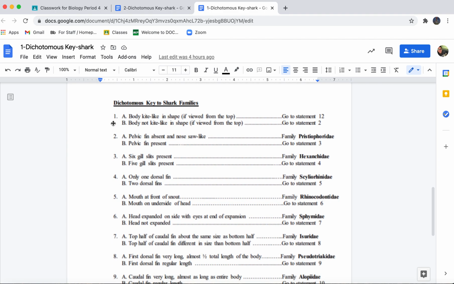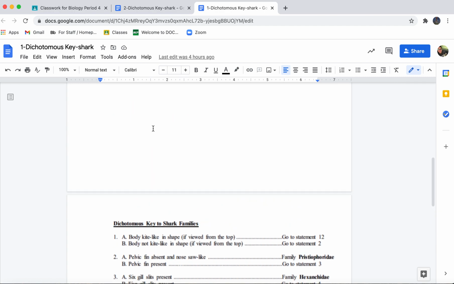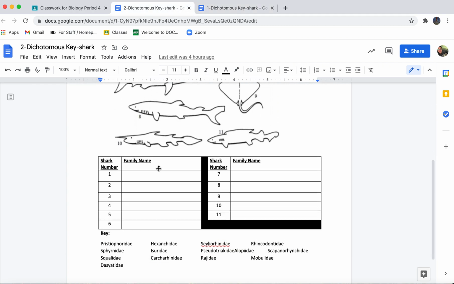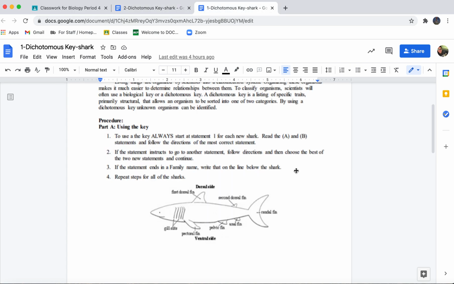The first step is we always start at number 1. No matter what, you've identified an organism, you're doing a new one, you always go back to number 1. And that's what it says here. Use the key, always start at statement 1 for each new shark. You're going to read the 2 statements, and you're going to follow the directions of what it says. You have to identify which of the 2 statements is correct based on the one you're looking at. If the statement instructs you to go to another statement, you follow the directions and then choose the best of those 2 statements. If the statement ends in a family name, you're going to write that name on the data table, okay? It says on the line below the shark, but what I've done is I've created this data table for you. We're going to do the first 2 together, and then you'll finish the rest on your own.